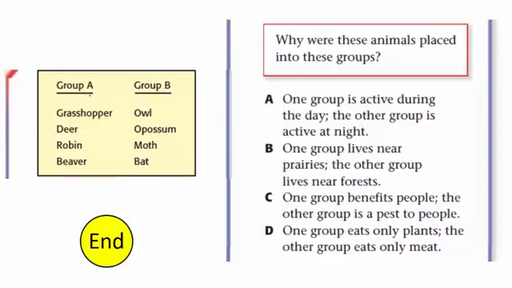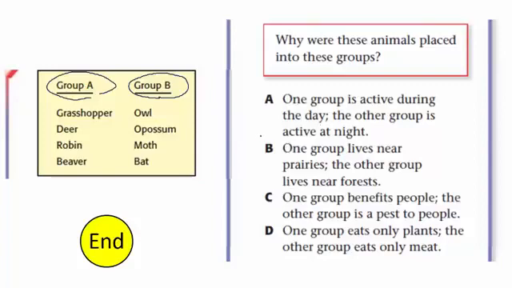All right, got two groups of animals here, Group A, Group B. At first glance, they may seem similar, they may have some differences. Let's see what the question says, maybe give us a couple clues. Why were these two animals placed into these groups? So each group is unique in some way. So let's read the choices.